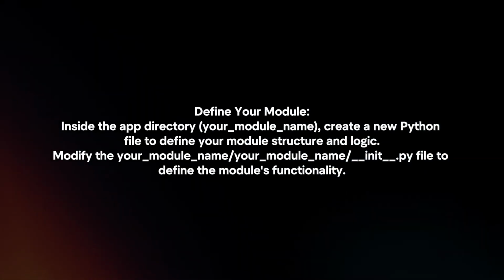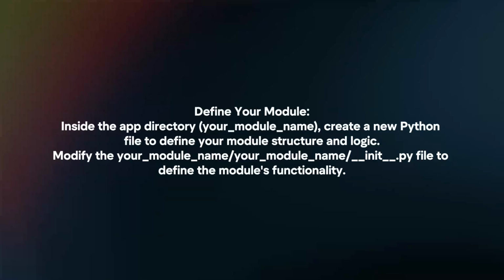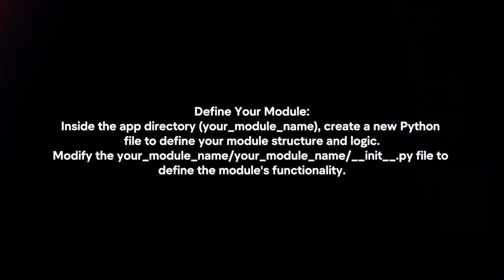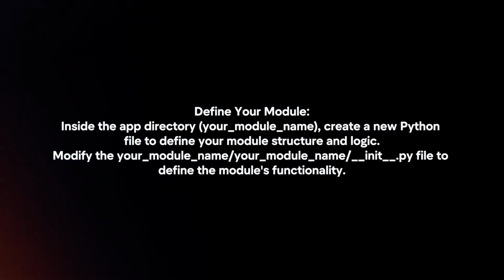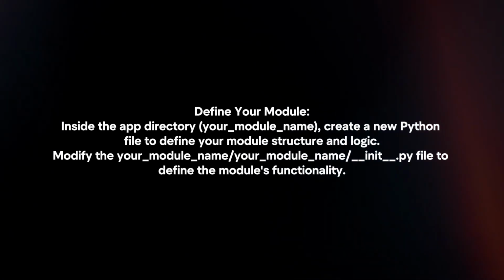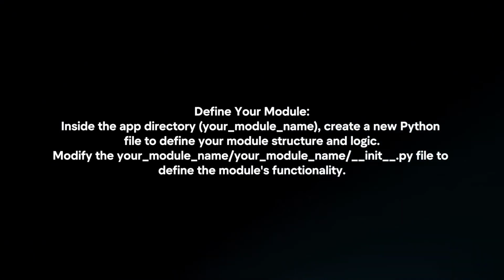Define your module. In the app directory, create a new Python file to define your module structure and logic. Modify the your_module_name/__init__.py file to define the module's functionality.